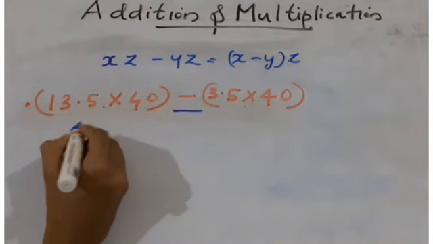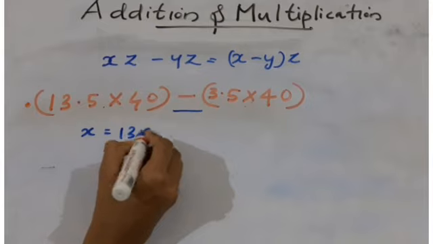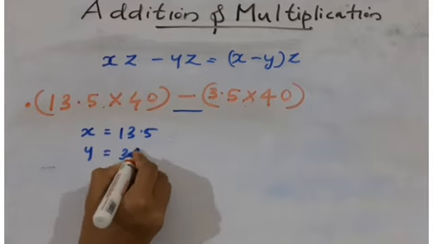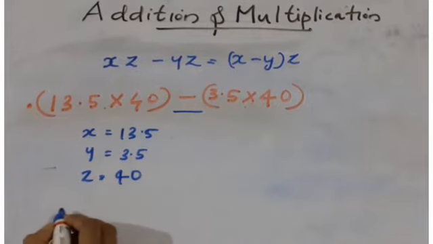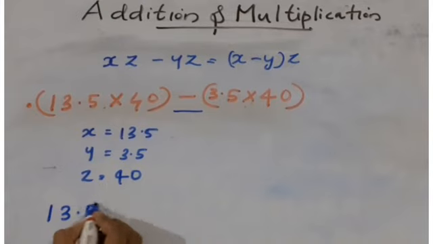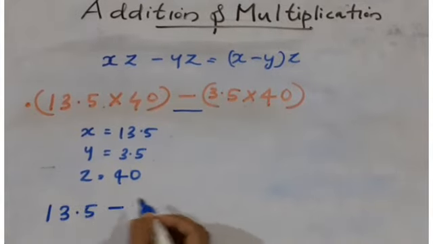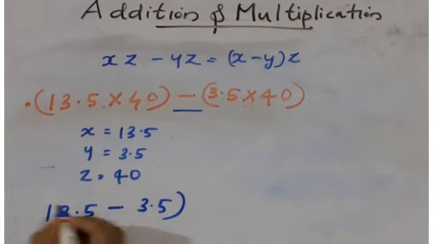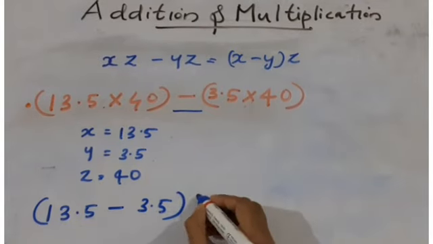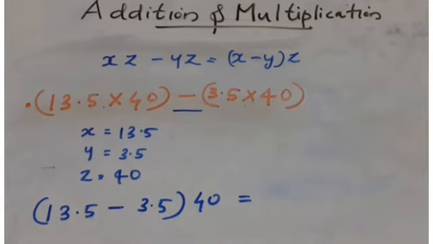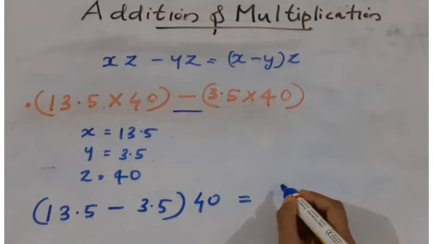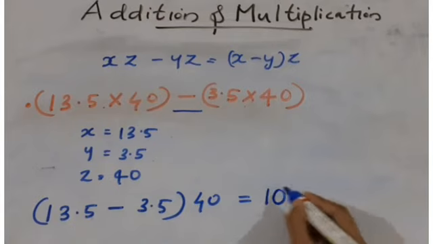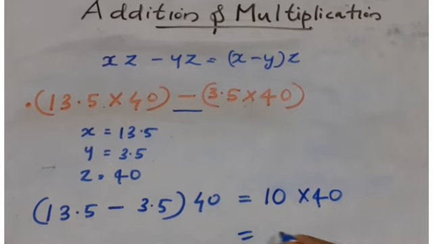So here x is 13.5, y is 3.5 and z, which is common, is 40. So we will write this as x is 13.5 minus y is 3.5 into 40. So this will be the equation. 13.5 minus 3.5 is 10 into 40 equal to 400. This will be the answer.